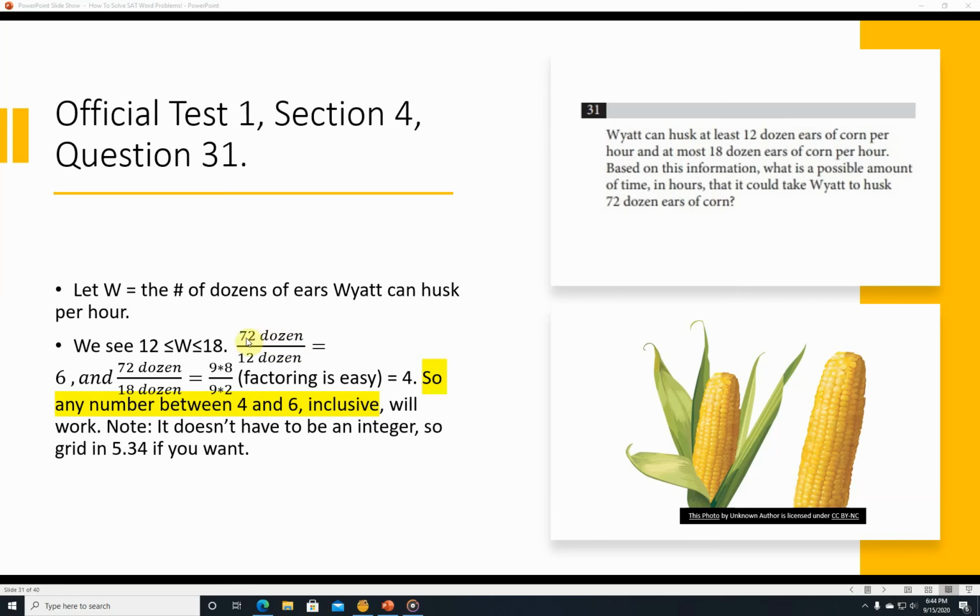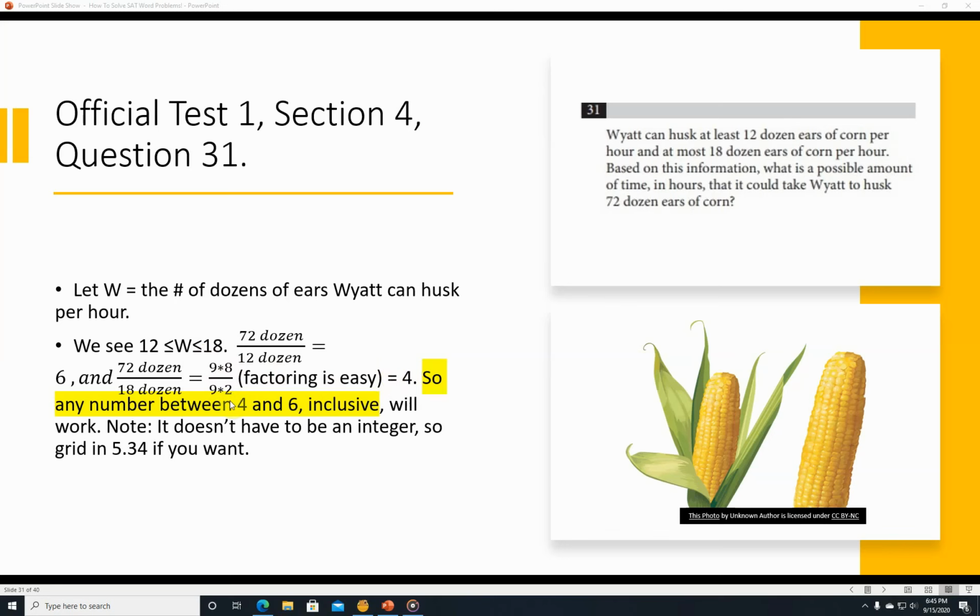Anyway, so those cancel out and we get 72 over 12 equals 6. 72 dozen over 18 dozen, I should say, is going to be equal to 9 times 8 over 9 times 2. We can see that the 9's cancel out because this factoring is really easy. So we get 8 over 2, which is equal to 4.